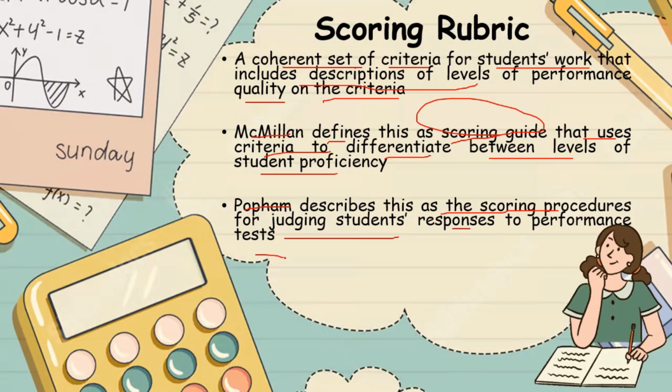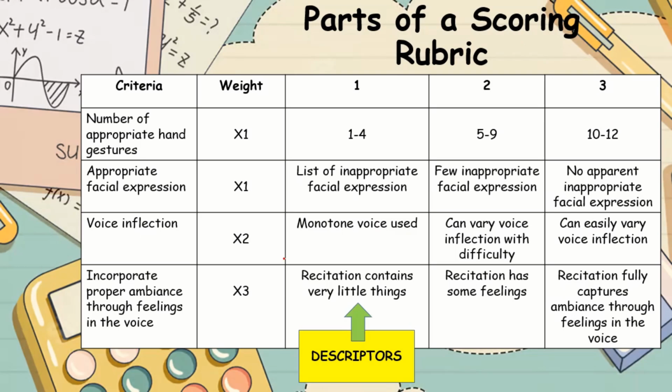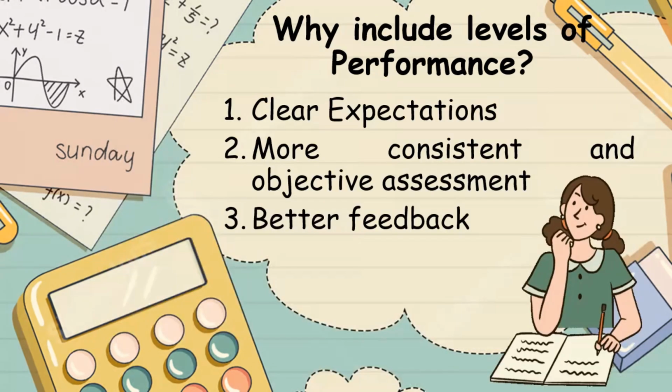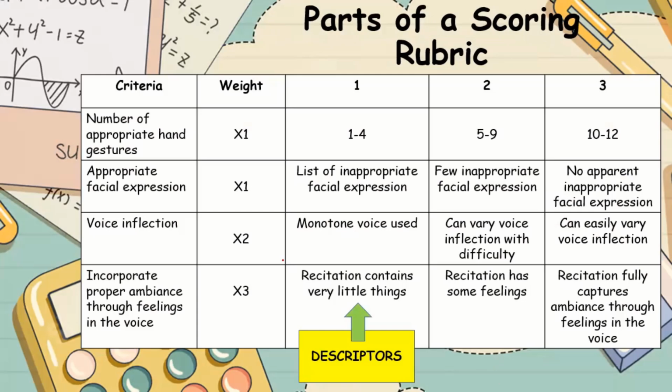So, we are done defining the scoring rubric. Let us now proceed to the parts of the scoring rubric. What are the parts of the scoring rubric? A scoring rubric has two major parts: the coherent set of criteria, and the descriptions of levels of performance for these criteria.